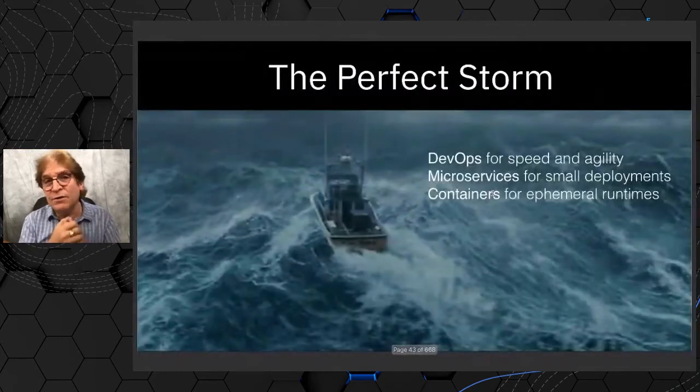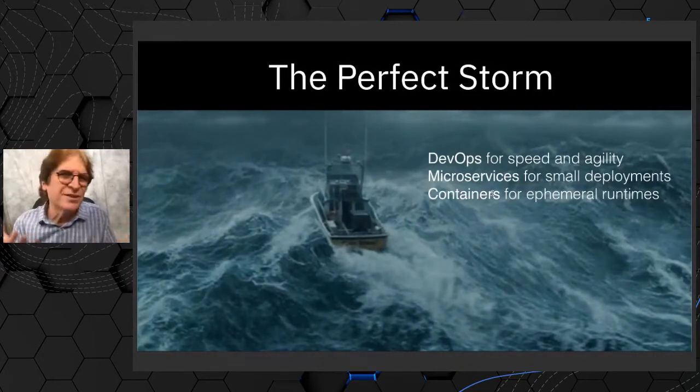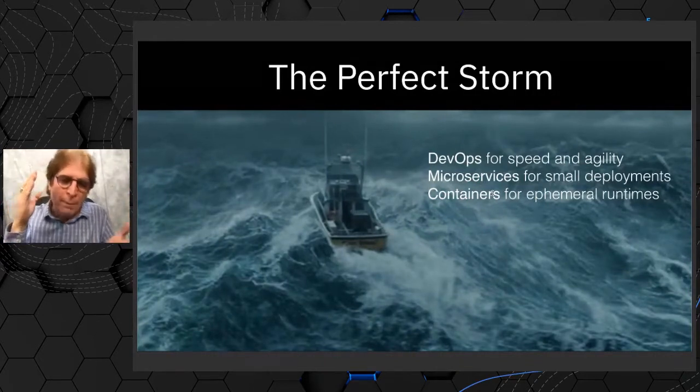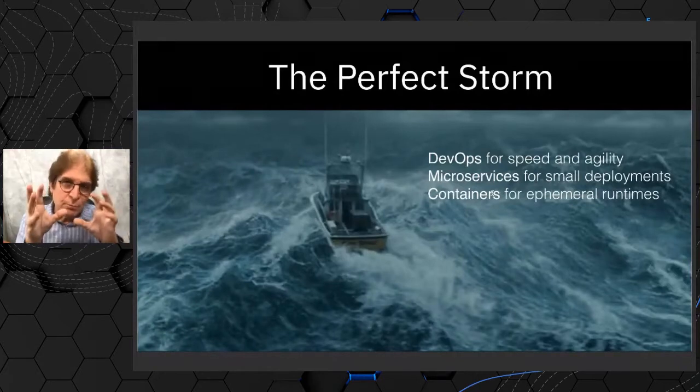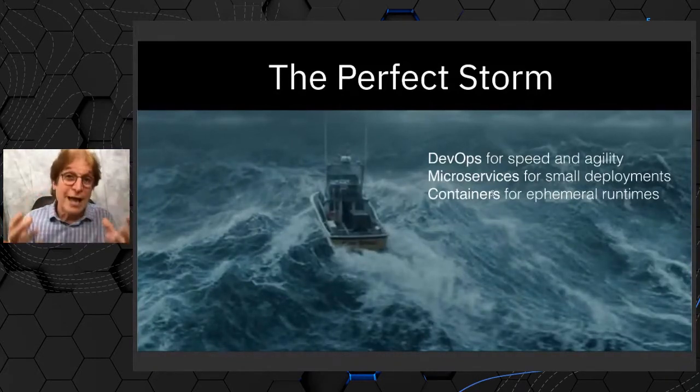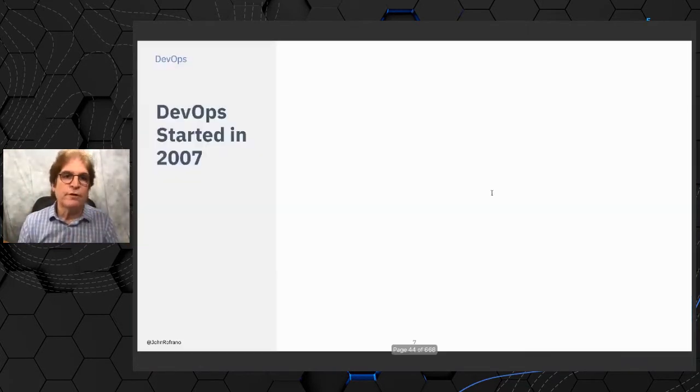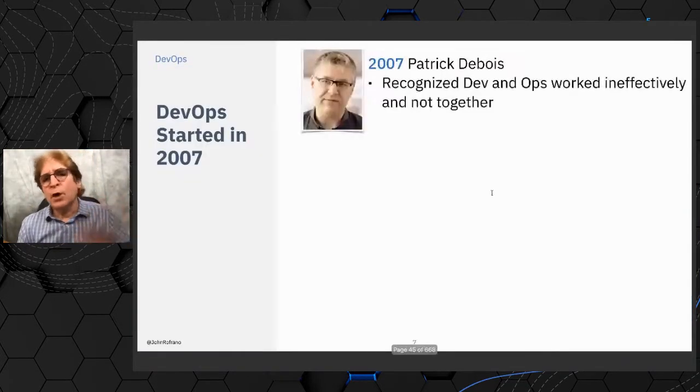So I like to call this the perfect storm. Any one of those technologies is kind of cool on its own, but I put together DevOps for speed and agility, and then microservices for these small application deployments, and then containers for ephemeral runtimes. There's just something special about putting those three together. So that's what you're going to explore in the next 3 hours, using these technologies to form that perfect storm. So a quick background on DevOps.